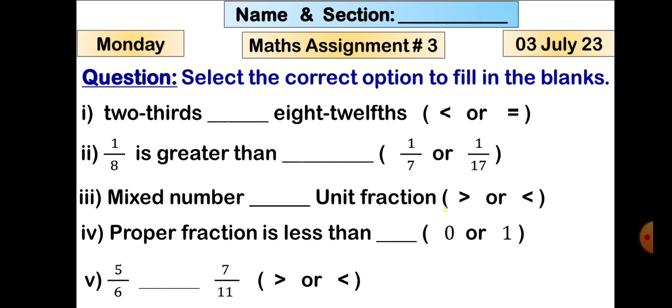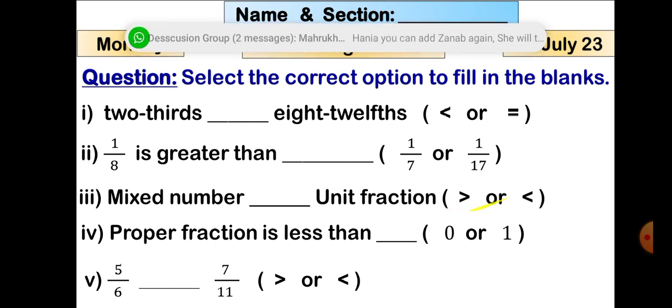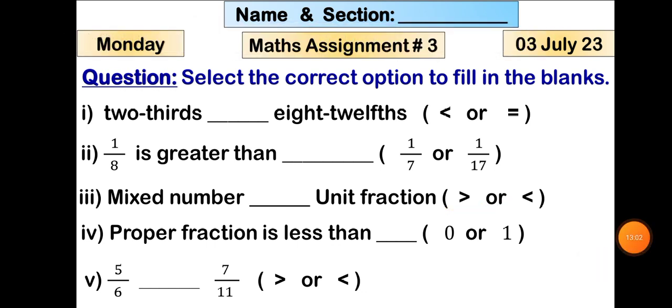1 over 8 is greater than which fraction? Mixed number is greater than unit fraction or smaller than unit fraction. Proper fraction is less than 0 or 1. 5 over 6 is greater than or smaller than 7 over 12.